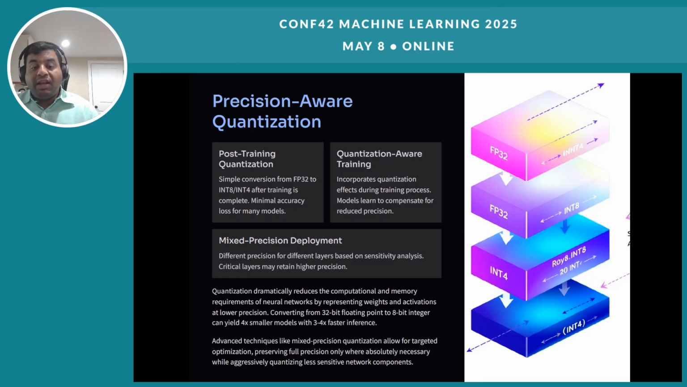This offers a fine-grained trade-off. Quantization is powerful. Moving from floating point 32 to integer 8 can make models 4 times smaller and inference 3 to 4 times faster, especially on hardware with integer 8 support. Inference is a stage where the model makes predictions on unseen data.